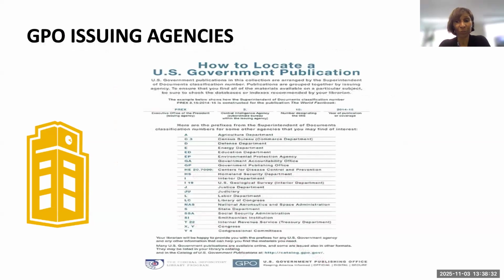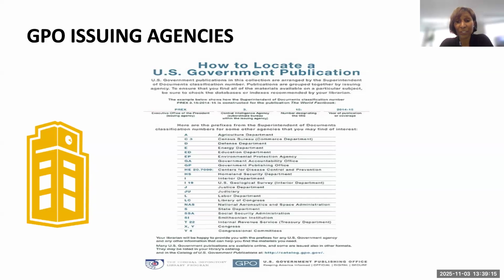This screenshot that I captured is a list of all the issuing agencies that the GPO oversees and sends publications to libraries. Sorry that it's so small to see, but if you just Google GPO issuing agencies image, you can find it online easily and see all the agencies that GPO receives documents from. This particular image I got from the Montana State Library Government Documents Department.